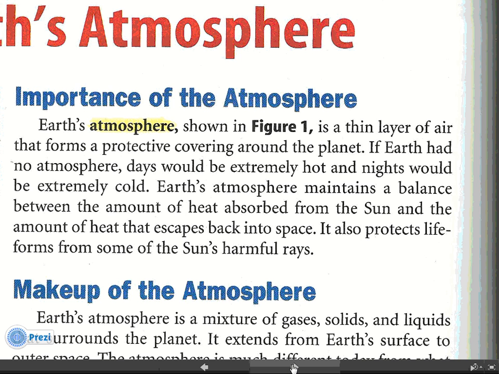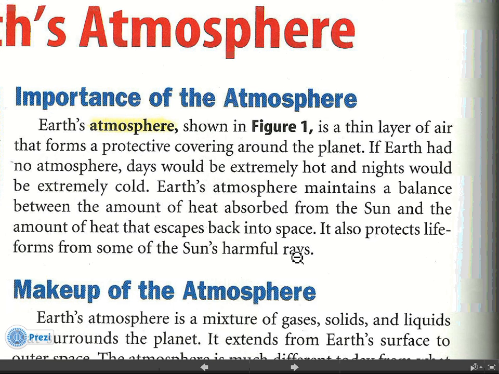All right, so we're going to read here why it's important. Earth's atmosphere, shown in figure 1 we just looked at, is a thin layer of air that forms a protective covering around the planet. If Earth had no atmosphere, days would be extremely hot and nights would be extremely cold. Earth's atmosphere maintains a balance between the amount of heat absorbed from the sun and the amount of heat that escapes back into space. It also protects life forms from some of the sun's harmful rays.